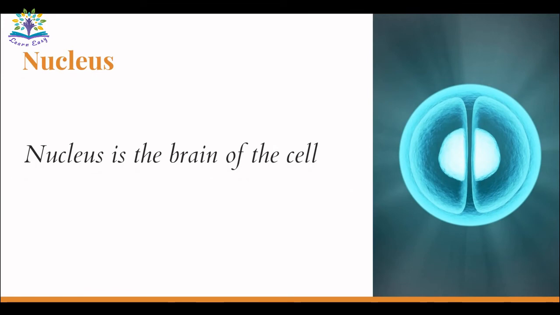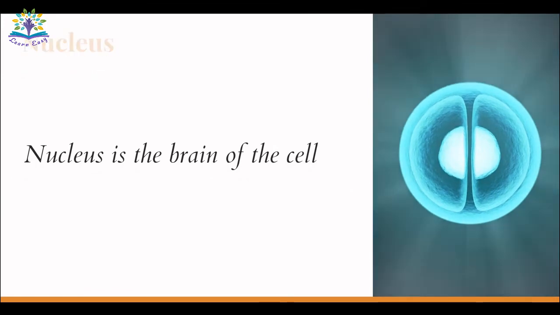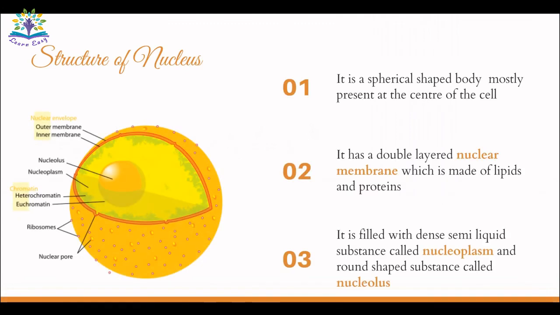Nucleus is like the brain of the cell. It is a spherical shaped body mostly present at the center of the cell. It has a double layered membrane called nuclear membrane, which is also made up of lipids and proteins. It is filled with a dense semi-liquid substance called nucleoplasm. It consists of one or more round-shaped substances called nucleolus, mainly made of protein and RNA. Nucleolus helps in protein synthesis and also in production of ribosome.